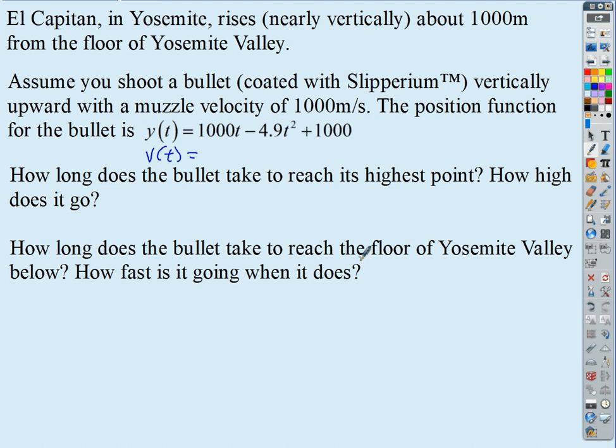1,000 minus 9.8t, that's it, right? Okay? And so all we'd have to do is figure out, it's going to get to its highest point when the velocity reaches 0, agreed? Okay? So we could just set that equal to 0.